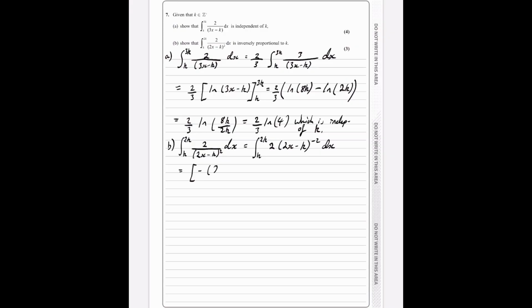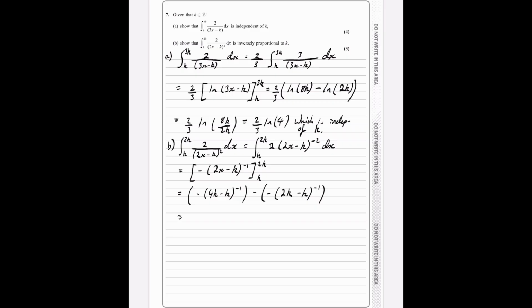We're dividing by the differential, we're dividing by 2, and that cancels with the 2 that's out the front. And also dividing by the negative 2 gives us a negative at the front. Sorry, dividing by the negative 1 gives us a negative at the front. And our integral is minus 2x minus k all to the power of negative 1, integrating that between 2k and k. So plug 2k in first of all, and then plug k in second. And we get an expression that can be simplified down quite nicely.